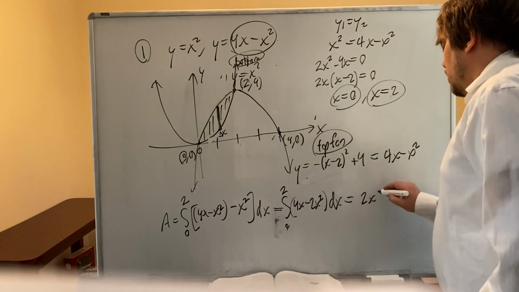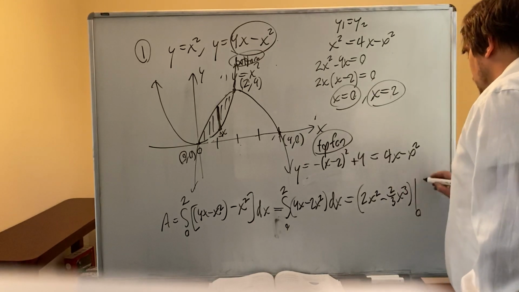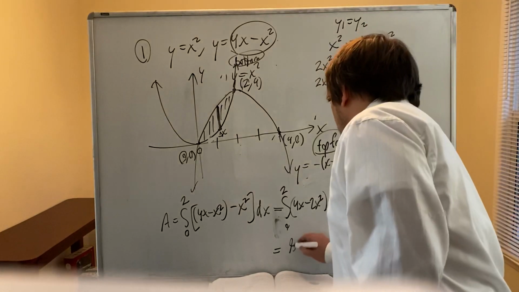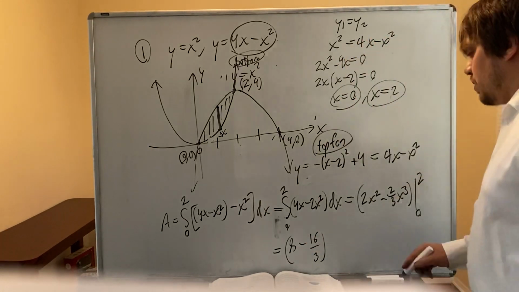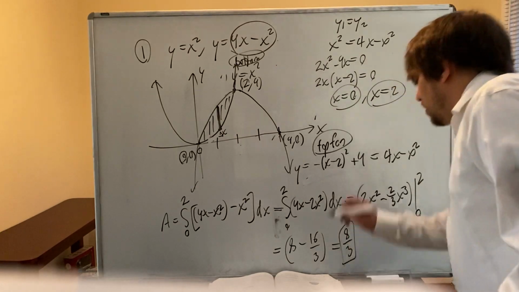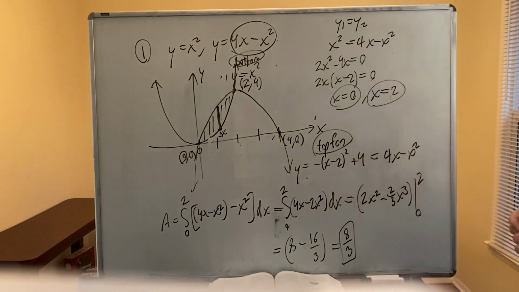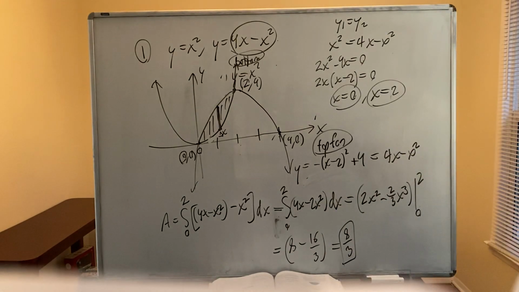So the antiderivative is 2x squared minus 2/3 x cubed, and you evaluate it from 0 to 2. So if you plug in a 2, you get 8 minus 16/3 minus 0. And if you subtract that, you get 8/3. And that's the answer. So the area is 8/3. 8 is 24/3, so 24/3 minus 16/3 is 8/3. That's the area of that region between the two curves.